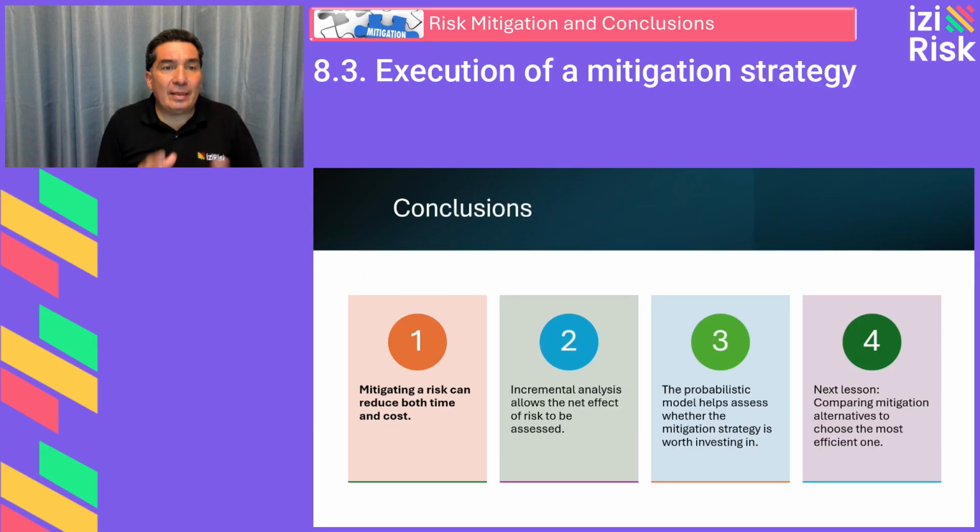So we conclude, this exercise shows that, one, mitigating a risk can reduce both time and cost. Two, the incremental analysis helps us to understand the net effect of the risk. Three, the probabilistic model helps evaluate whether it's worth investing in the mitigation strategy. In the next lesson, we will explore how to compare multiple mitigation strategies to choose the most efficient.